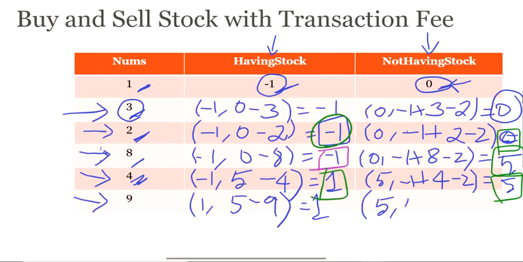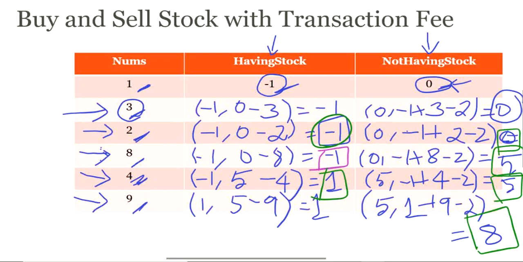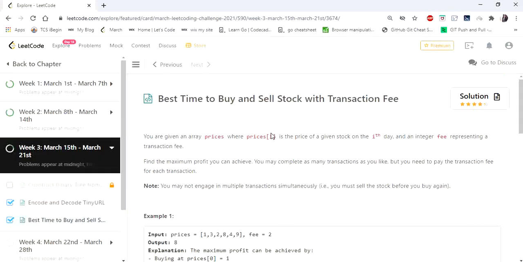Along with that, I'm going to get 9 more rupees on selling the stock on this day, and I'm going to pay the transaction fee of -2, which gives me 8, which is actually the profit after selling all the stock we bought, on the last day of the transaction. So that is what we are going to return as our output. This actually runs in big O of n time and big O of 1 space complexity. So let's see the code now.